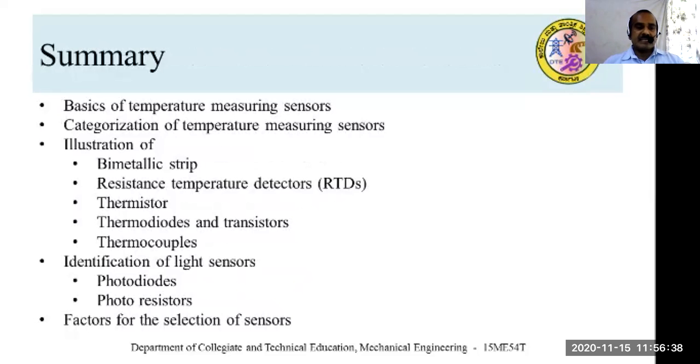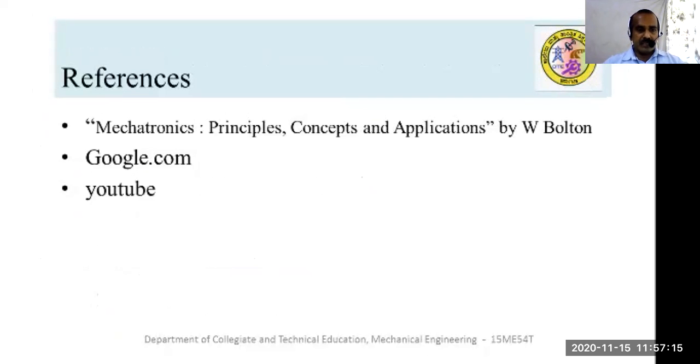So, in session 7, we learned what is temperature, classification of temperature measuring sensors, construction, working, and applications of bimetallic strip, RTDs, thermistors, thermodiodes and transistors, thermocouples, working of photodiodes and photoresistors, and what are all the different factors considered in the selection of a sensor. These are the references we have used.